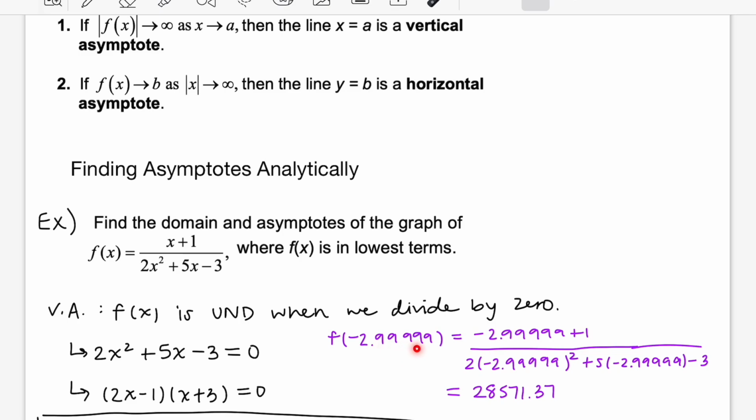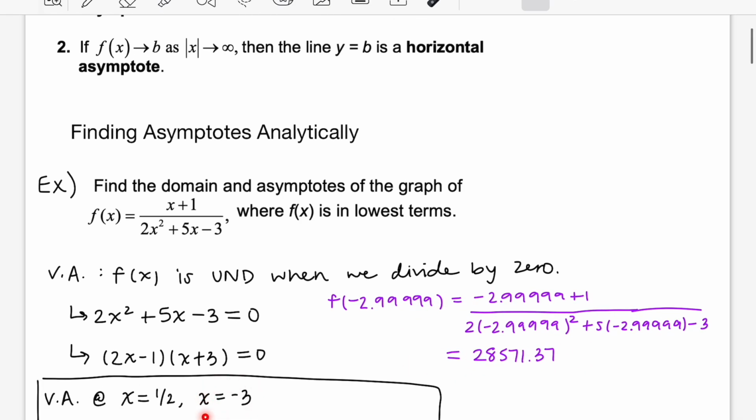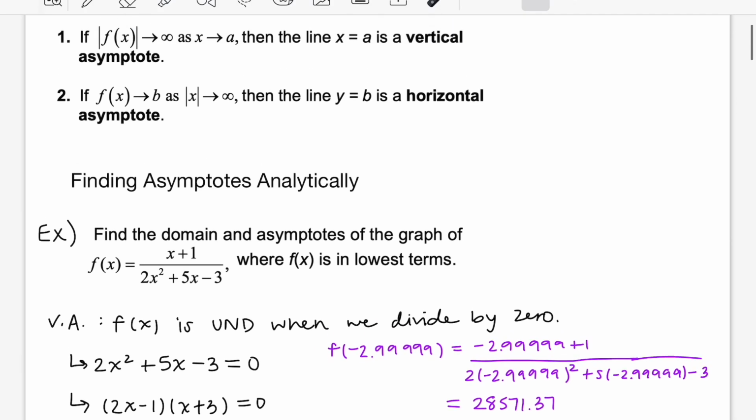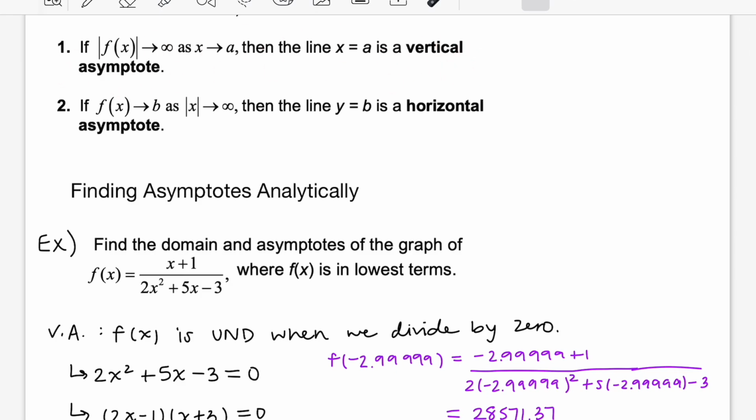Okay, and if we were to keep doing so, as this number gets bigger and bigger, so if we were to do 2.9999999, then this number would be bigger. So as we get super close to this number here, our function is getting very large, and so that satisfies this definition here for our vertical asymptote.